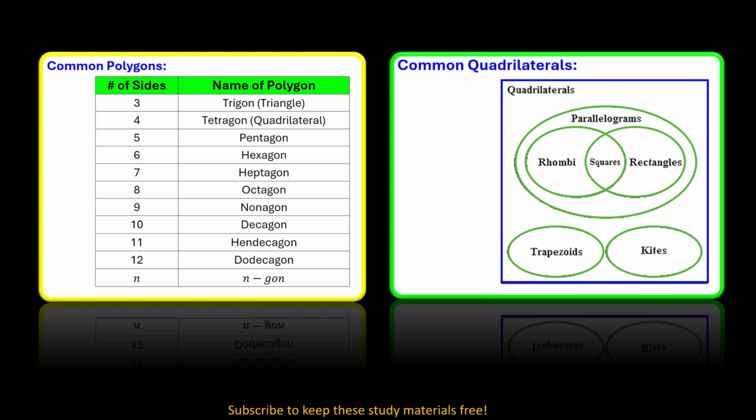Listed here are your common polygons, which would be your triangle, quadrilateral, pentagon, hexagon, and after that, octagon. You may see some things about regular polygons, but for our purposes right now, we really need to focus on the most common, which would be your triangles and your quadrilaterals. That means your rhombus, squares, rectangles, trapezoids, and kites.